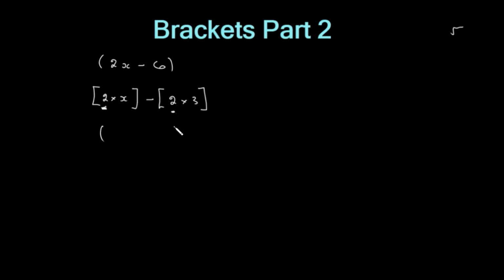Let's go back to the original bracket. Take the 2 outside. Everything inside now is multiplied by 2. 2 times x is 2x, which is that. There's the minus. 2 times something gives me that, so 2 times 3. 2 times 3 is that. We've now factorized it. This is going to show up in what we're going to be looking at.